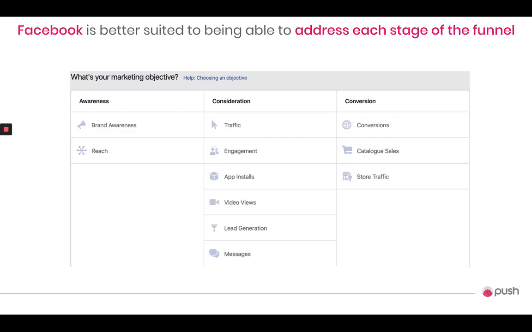Now, in my opinion, Facebook is better suited if you're trying to build the entire funnel. And that's because when you run campaigns on Facebook, you can literally set objectives. So you can tell the platform, I want to have a campaign to create awareness, and then I want to have a campaign to create engagement or get video views. And at the very bottom of the funnel, you have campaigns which are focused on driving direct conversions. And by conversions, this could be a phone call, someone filling out a contact form, or someone making a purchase on your site.